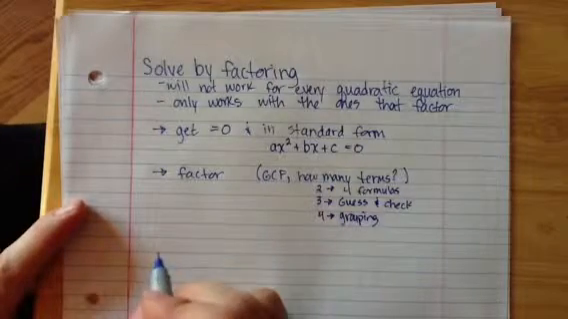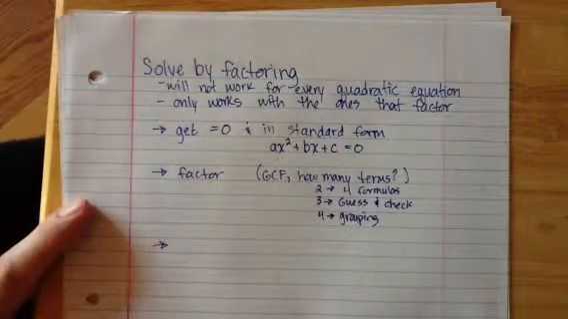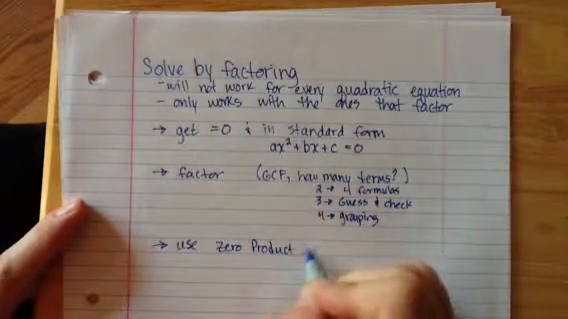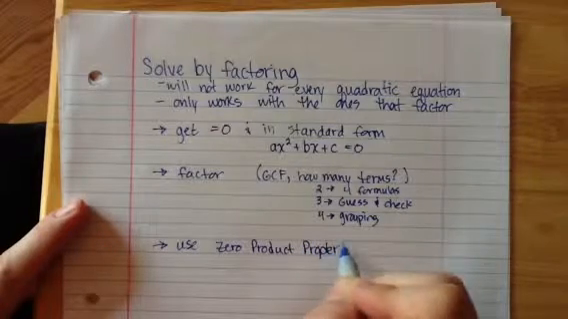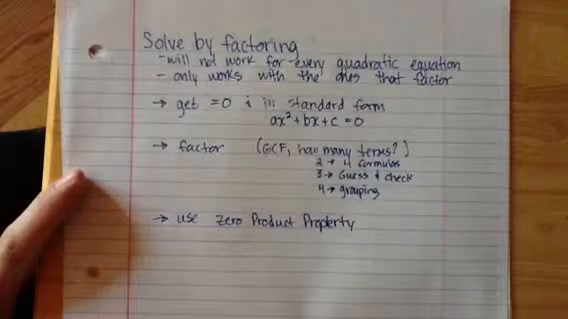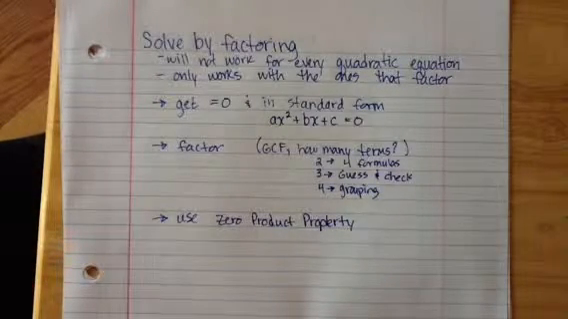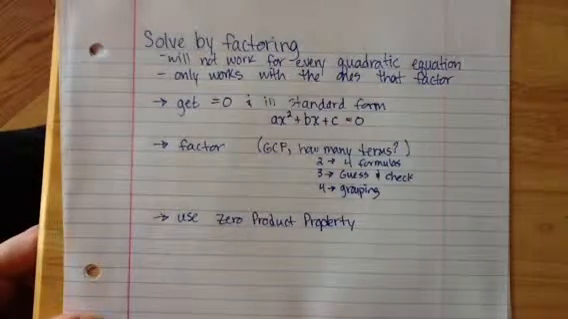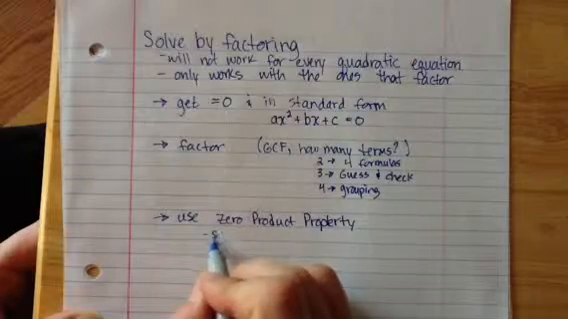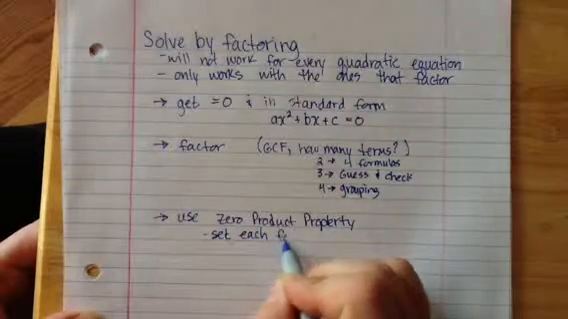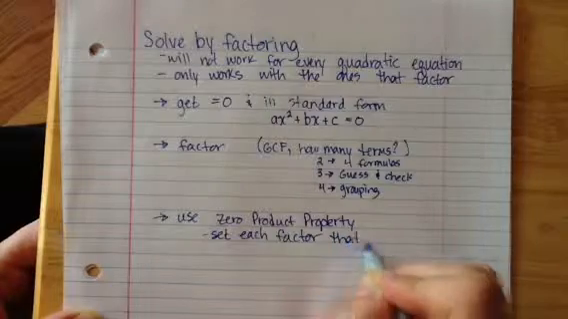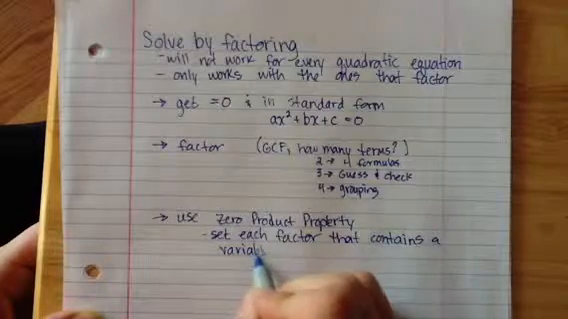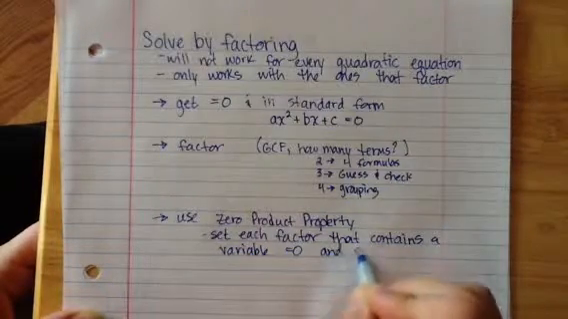And then after you've factored, you're going to use the zero product property. The zero product property, remember, says that if you have things that are multiplied by each other and the result equals 0, that you can set each one equal to 0. So basically, we use the zero product property means that we set each factor that contains a variable equal to 0 and solve.